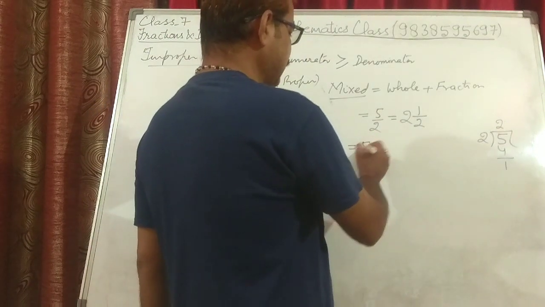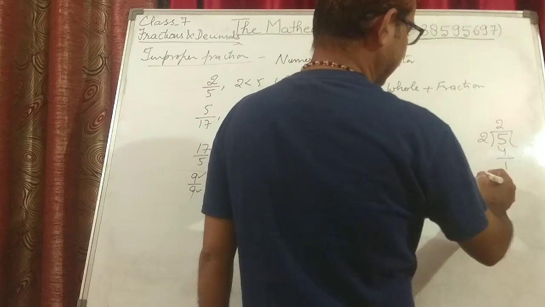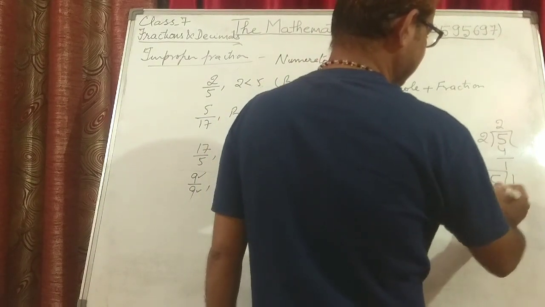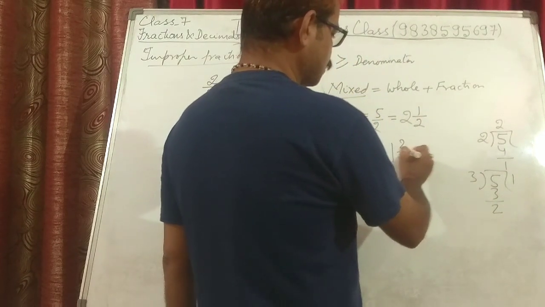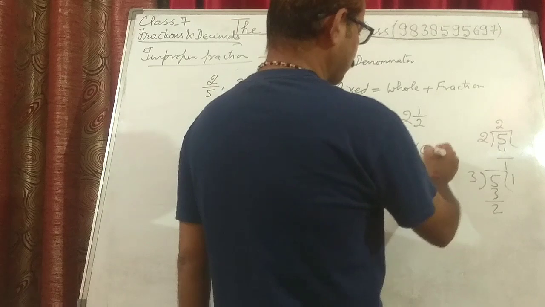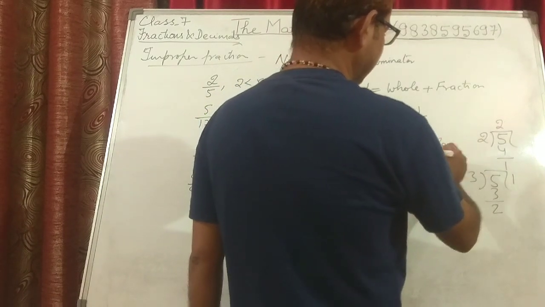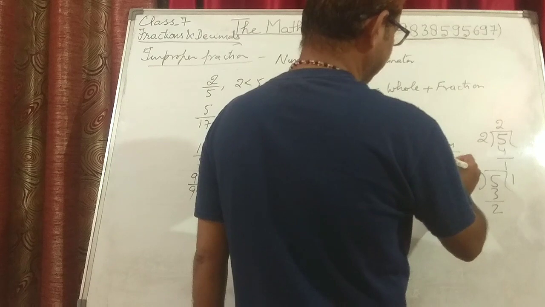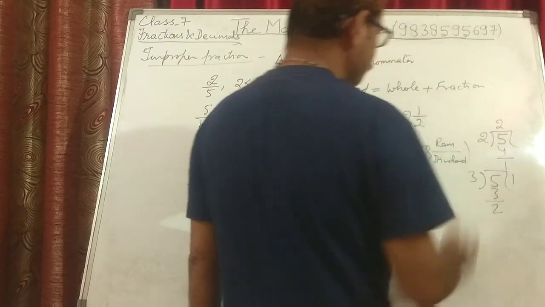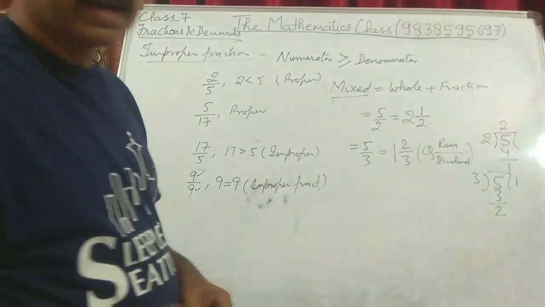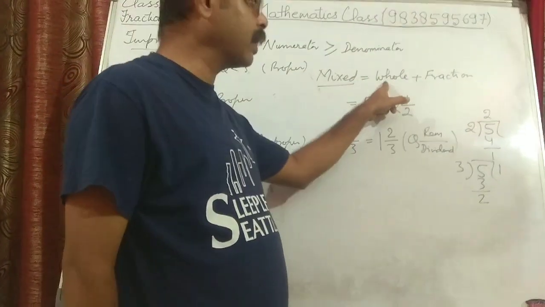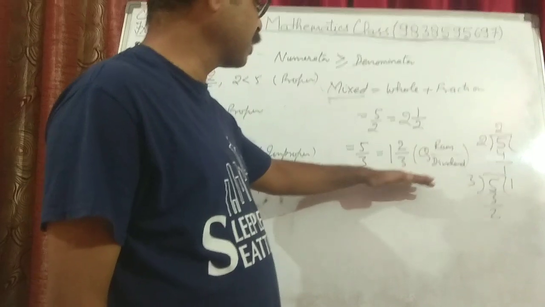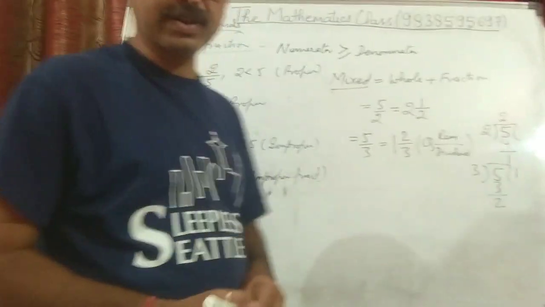Or I take 5 upon 3. So what we'll do, we divide 5 by 3. 3 ones are 3, 2 is left. So this can be written as quotient plus 2 upon 3. We write it as quotient plus remainder upon divisor. So a fraction which is a combination of a whole number and a fraction is known as a mixed fraction.